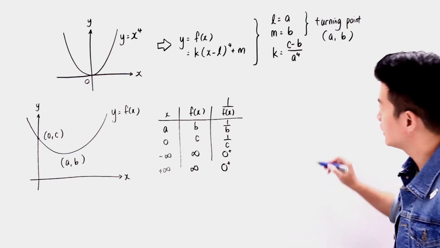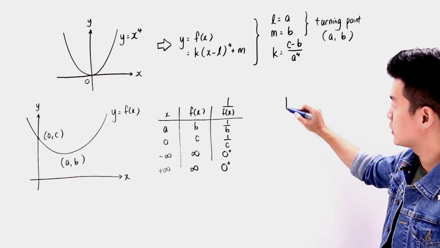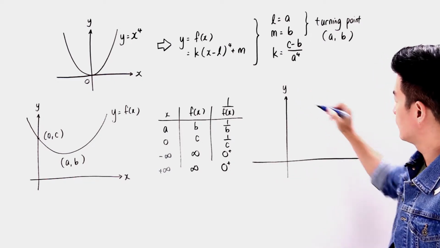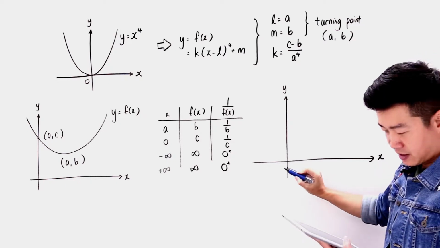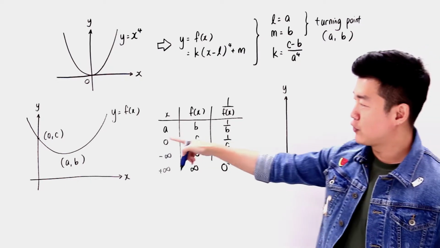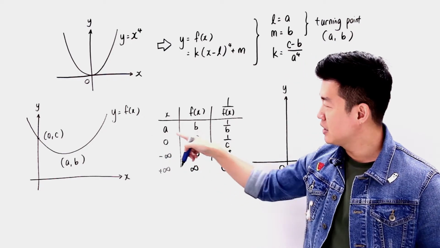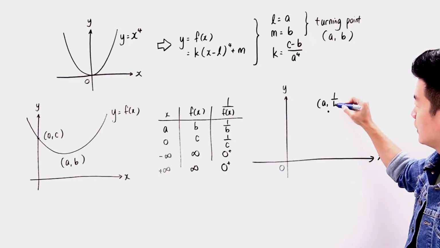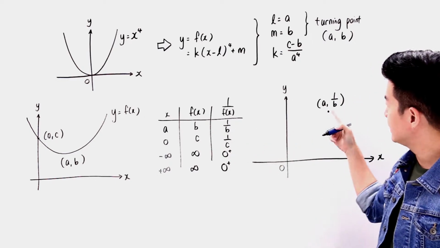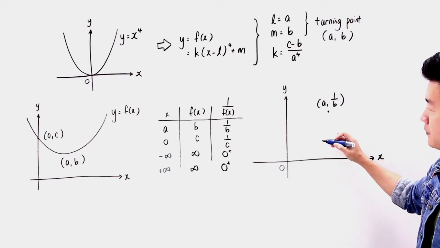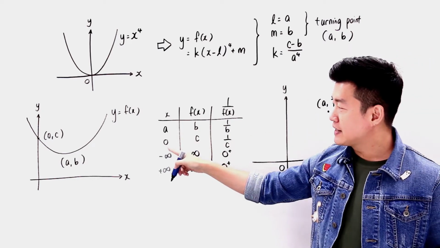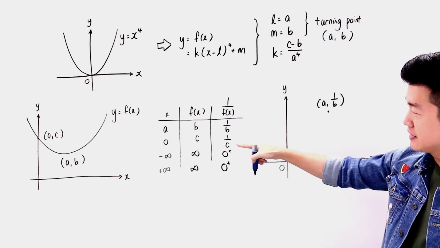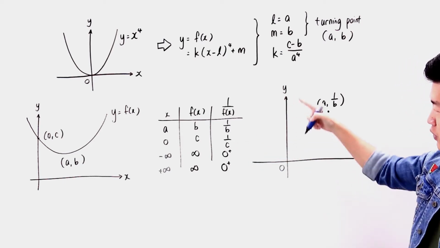So with this consideration, now we can very easily sketch the graph of y is equal to 1 over f(x). The y-axis and the x-axis, the origin is here. So for the minimum point, (A, B) will become (A, 1 over B). So I'll let it be here, (A, 1 over B). And since A and B are positive, it is still going to be in the first quadrant. And when x is equal to 0, 1 over f(x) is going to be 1 over C. So maybe it is somewhere here. And since C is positive, it is going to be on the positive y-axis.